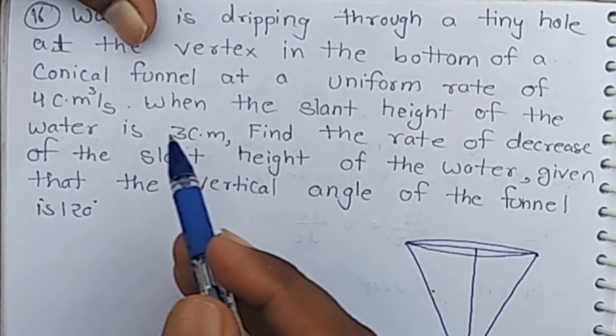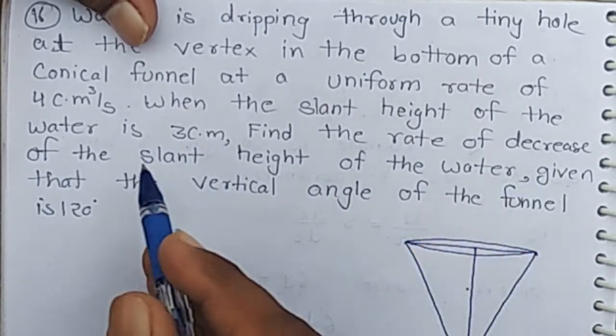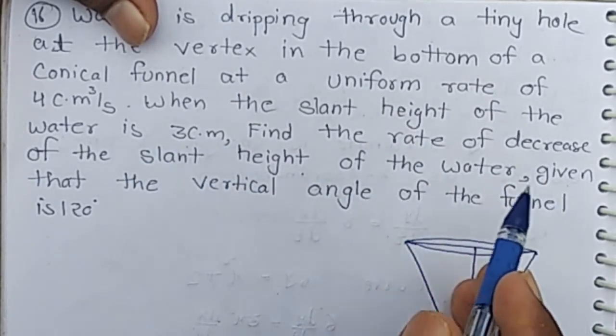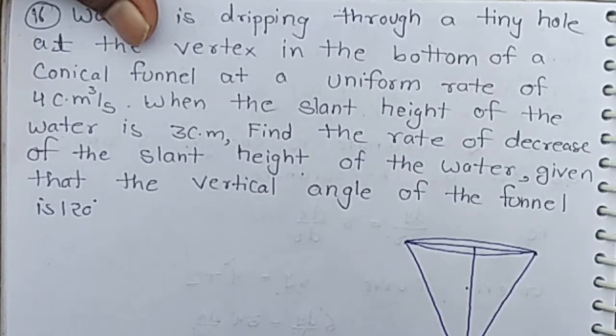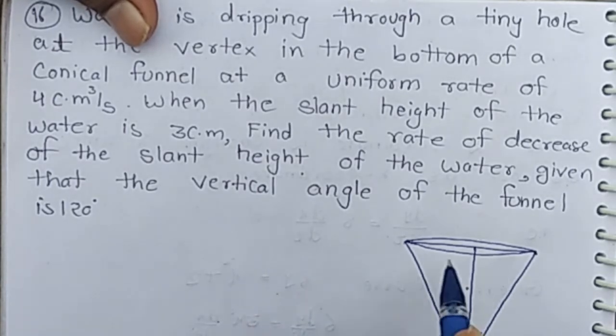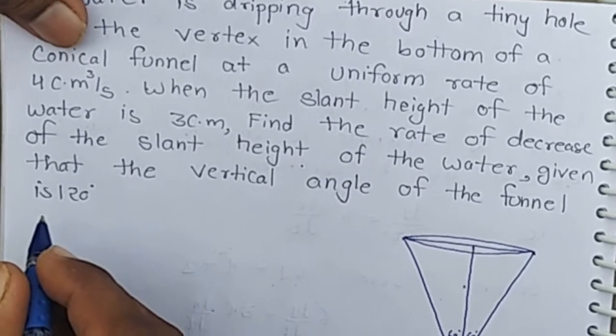When the slant height of the water is 3 centimeter, find the rate of decrease of slant height of the water, given that the vertical angle is 120. Then the semi-vertical angle is 60. It is 60 and it is also 60. The whole angle is 120.